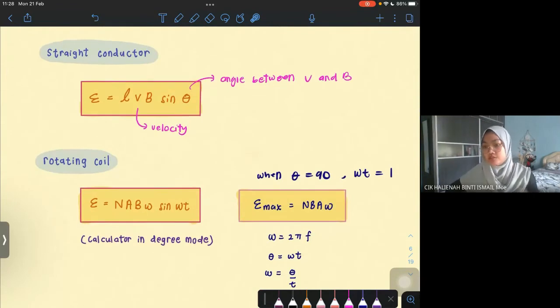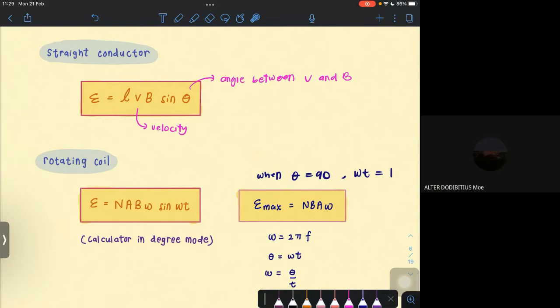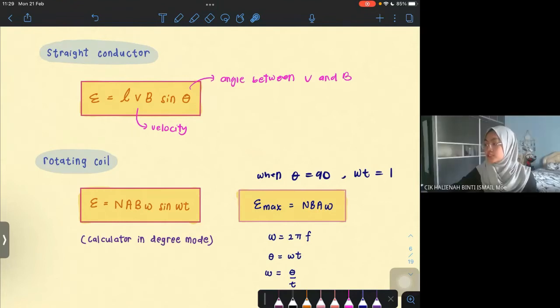Okay, any questions so far? No question. So far, no question. Okay, so kalau tidak soalan, kita boleh tengok terus kepada example.